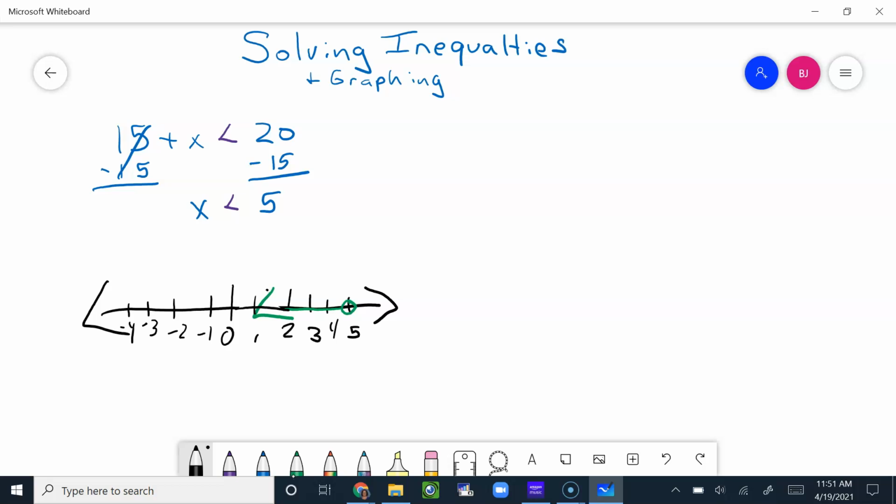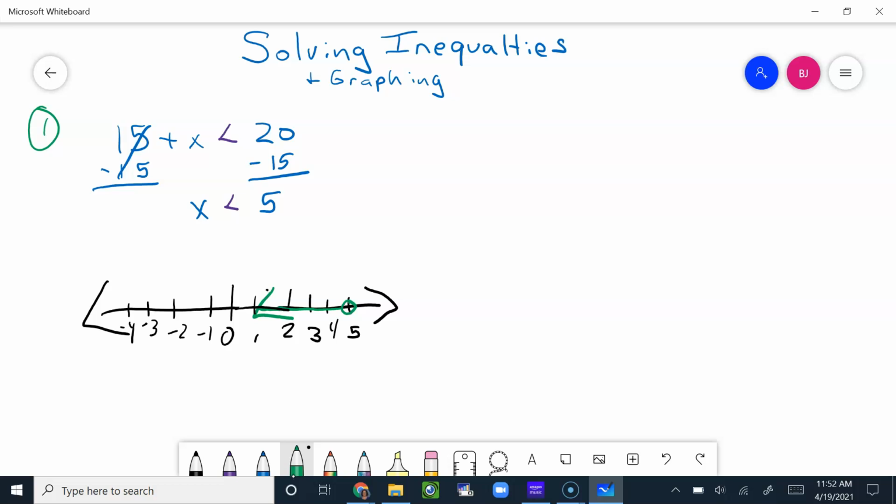So be sure that when you're graphing these, you think ahead of time, am I going to go to the left or the right? Less than is left, more than is right. So that's our first problem.